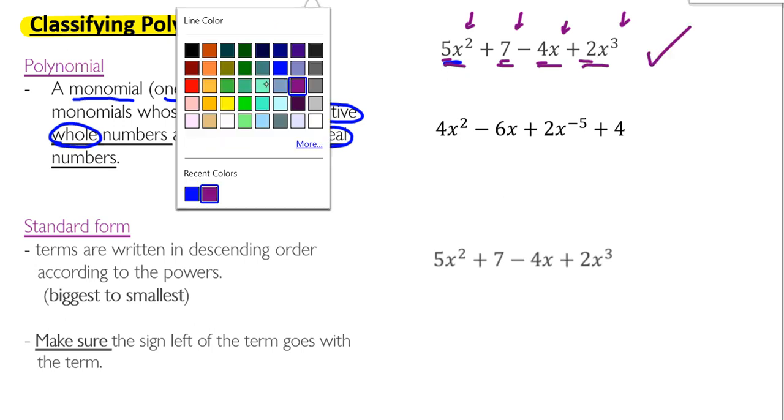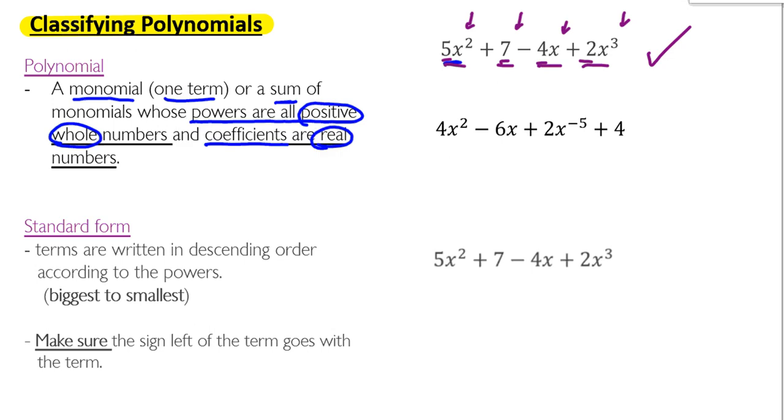This next one, though, if you look at it, we've got a 4x squared, good. Negative 6x, good. 2x to the negative fifth. That right there is not positive. So we would say that this one is not a polynomial. All right, so not a polynomial.